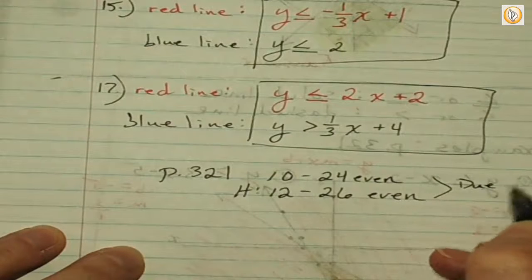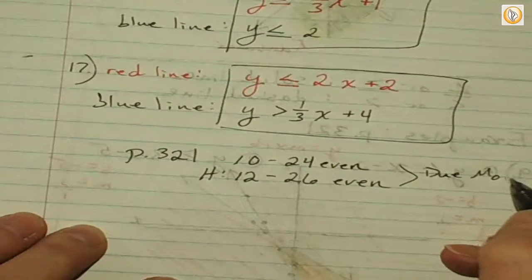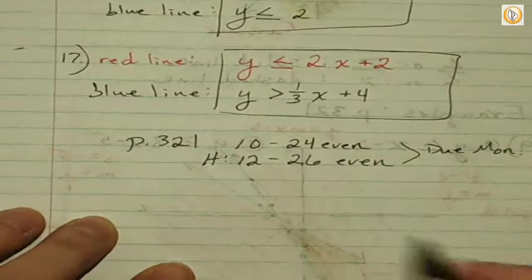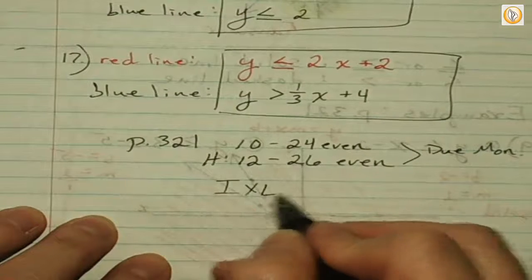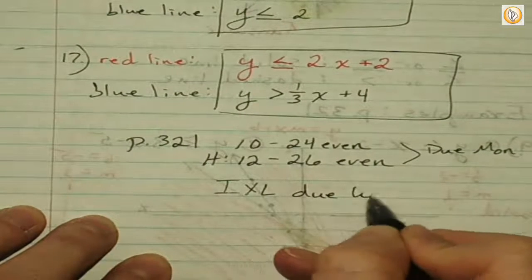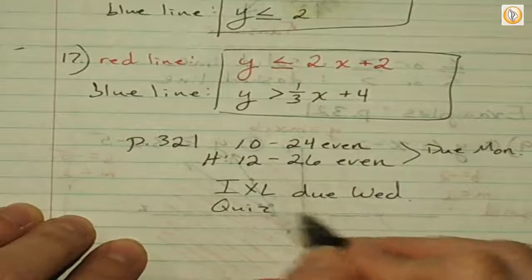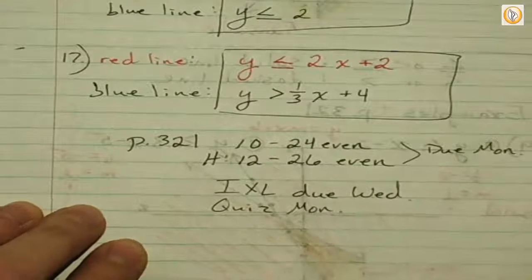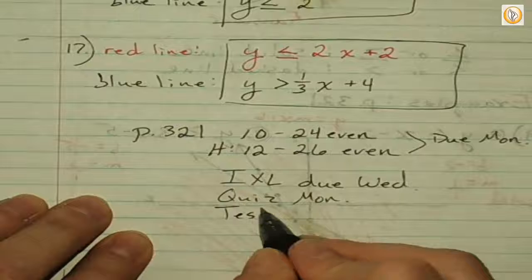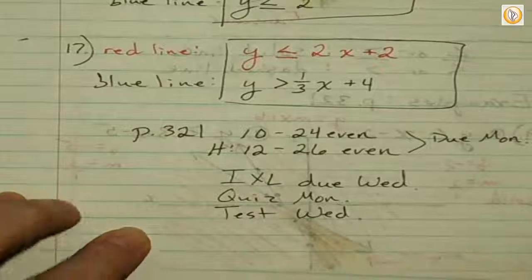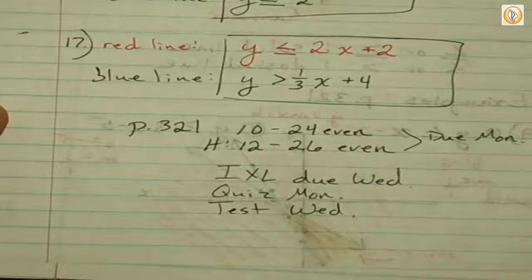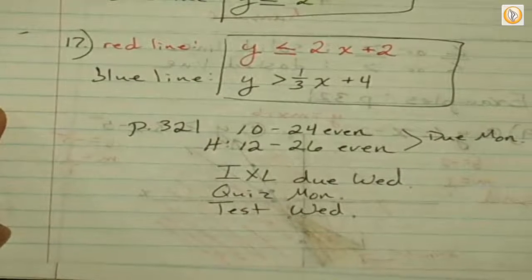These are due Monday. Your IXL is due Wednesday. Your quiz on all of this that you've learned is Monday. Your test, Wednesday. So you're kind of doing what 7th grade did. So we have to graph perfectly straight lines or not.